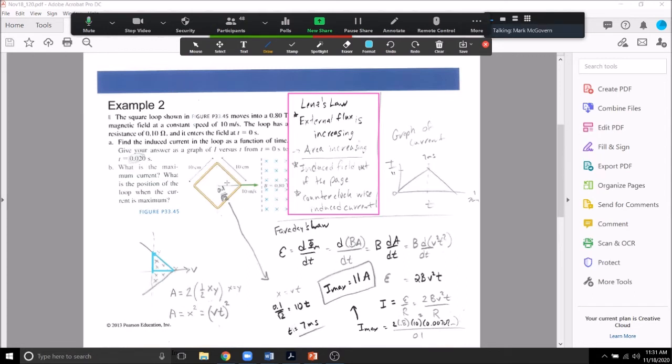After that enters, your area is still increasing, but the rate at which it increases starts to decrease. Again, this is a lot of calculus here. I basically need to figure out at what time half of this loop is in there, and I worked that out down here.